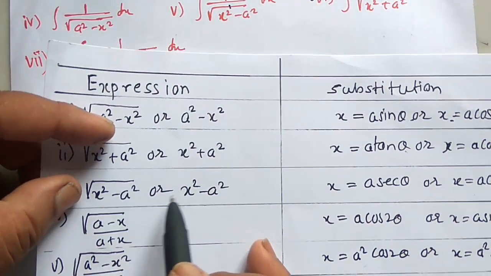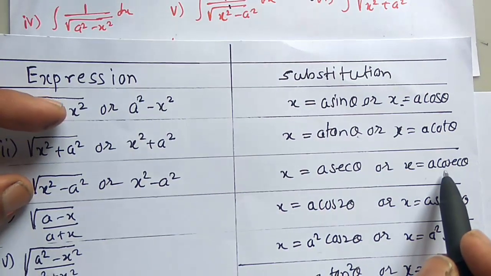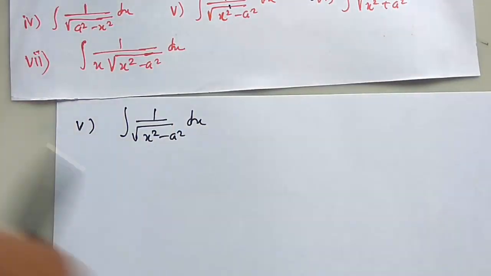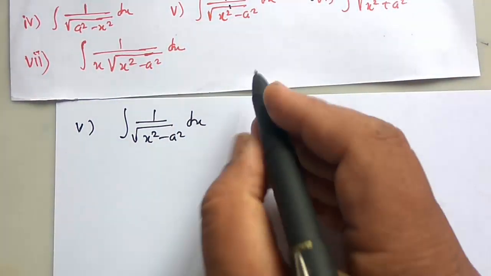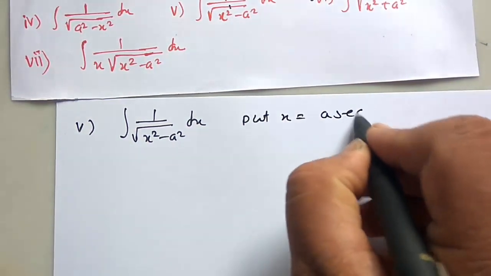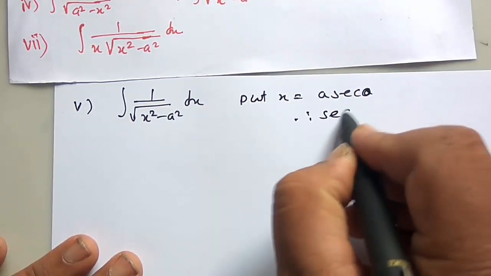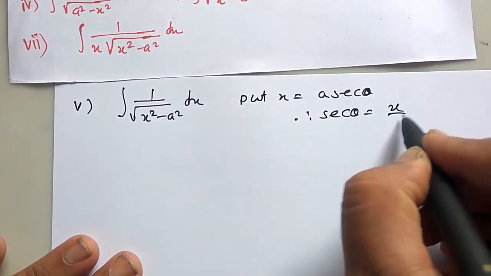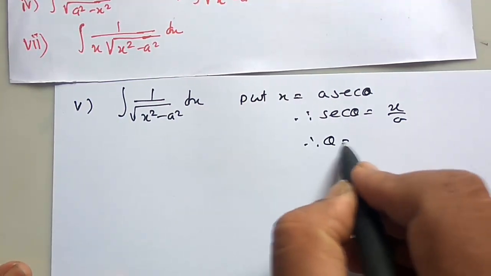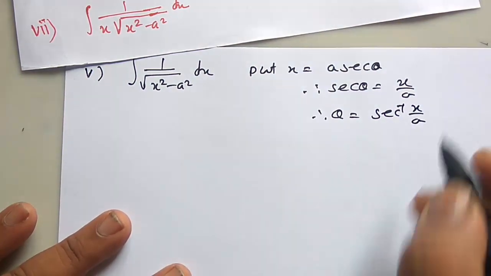Under root of x square minus a square, we use x is equal to a sec theta or x is equal to a cos theta. Therefore, put x is equal to a sec theta. Therefore, sec theta is equal to x by a, and therefore theta is equal to sec inverse of x upon a.